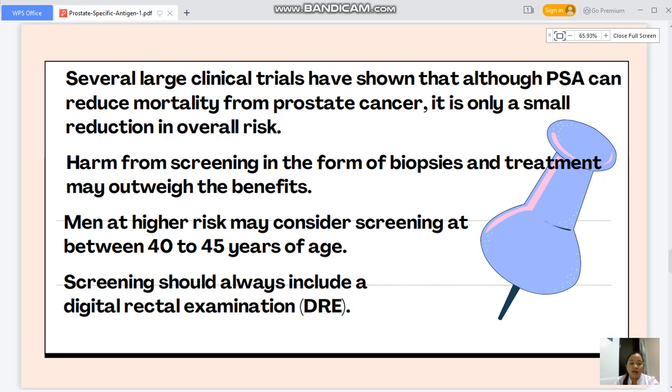Men at higher risk may consider screening between 40 to 45 years of age, so that they will know if their PSA level is high or low, especially if the man is in the range of 40 to 45 years old, since that is where changes in the prostate start. Then, screening should always include a digital rectal examination or the DRE. The DRE is an exam used to see if you might have a prostate problem or prostate cancer.